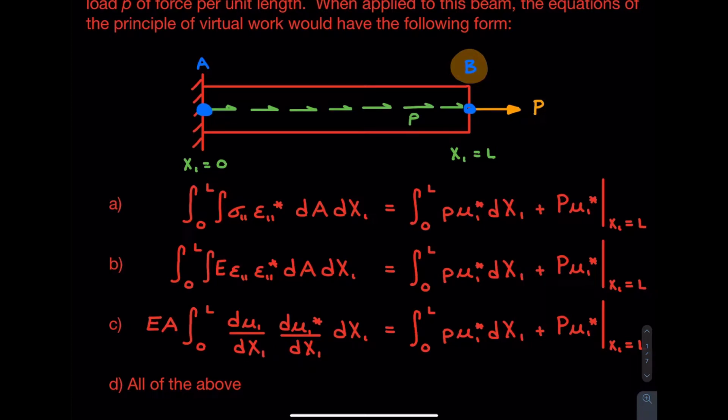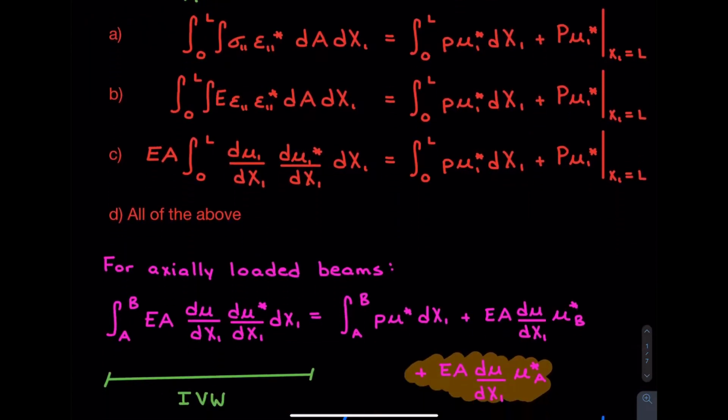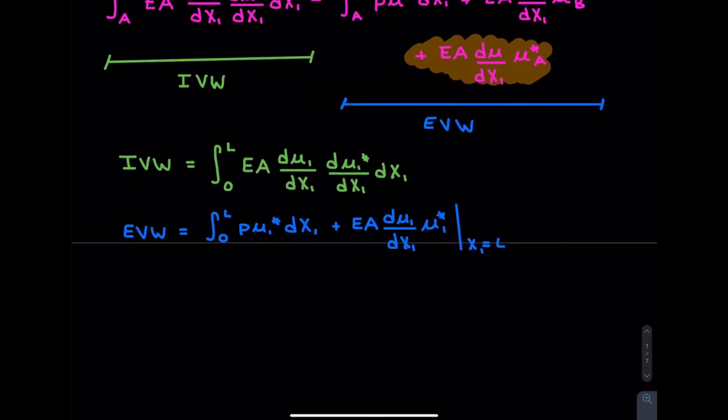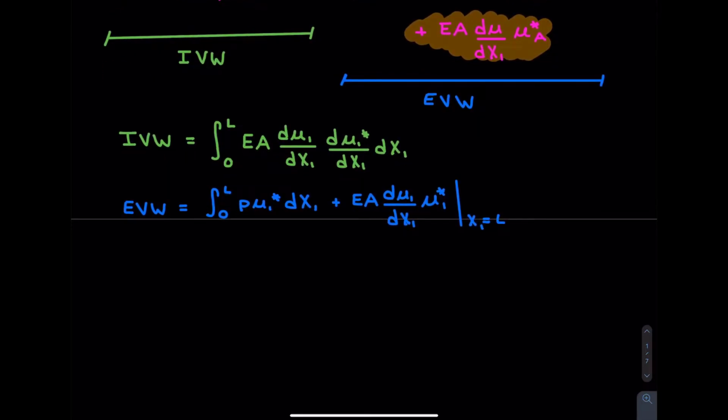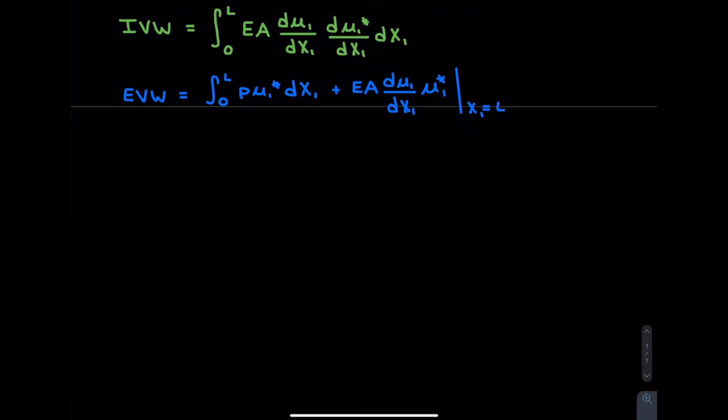Therefore, since this is fixed, we know that u star at A is equal to 0 because we have that boundary condition. So when I come down here and look at my external virtual work, I do not include that term. I can include it, but if I go u star of A, that's equal to 0, so we basically have nothing conclusive right there. All right, so now we have our two equations, and the key to virtual work is we always say that our internal virtual work, IVW, is equal to our external virtual work. So we're going to set these two as equivalent to each other.